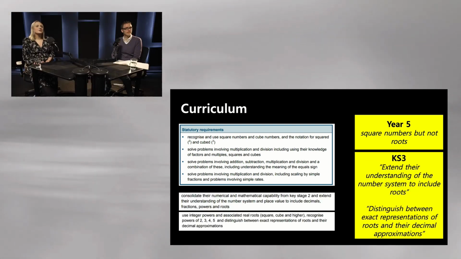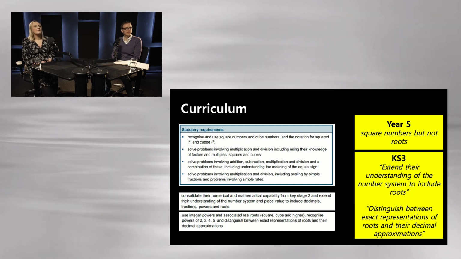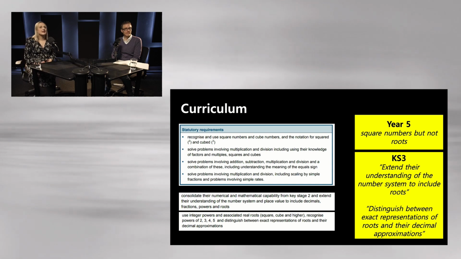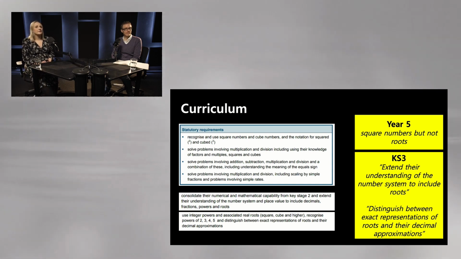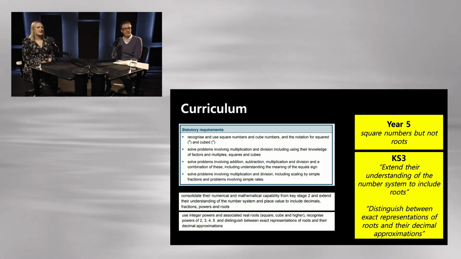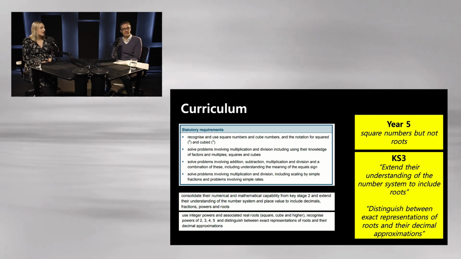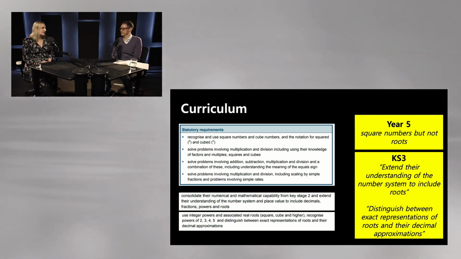At Key Stage 3, we do have the word root used, so they do have to be introduced to roots, and most people do that in year 7. So they extend their understanding of the number system to include roots, and they distinguish between exact representations of roots and their decimal approximations. But that doesn't mean teach surds. It doesn't mean teach simplifying surds at Key Stage 3 and all those kinds of things. That comes at Key Stage 4.